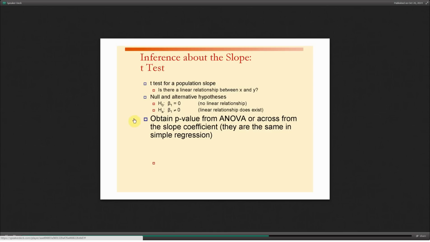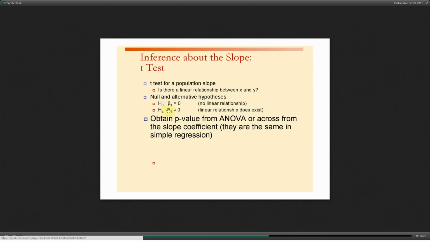And the way that we do that is we can say, is there a linear relationship between x and y? Well, what we can do is test the hypothesis that the population slope is either equal to 0 or not equal to 0. Remember that if the population slope is actually equal to 0, there is no relationship. Not just no relationship, no linear relationship, because this was based on the linear model prediction of it.